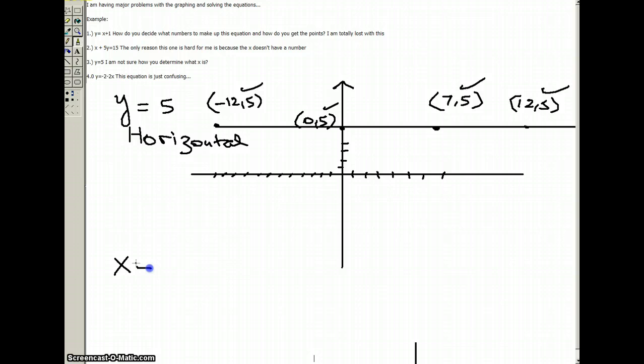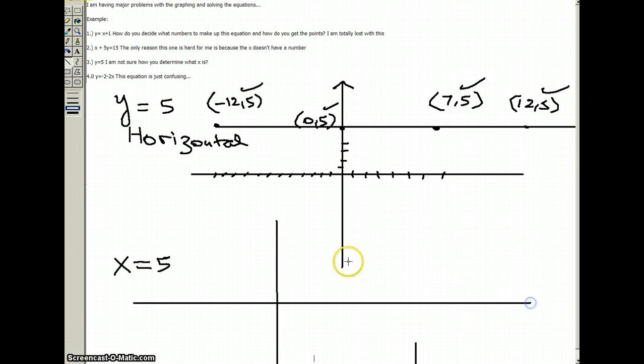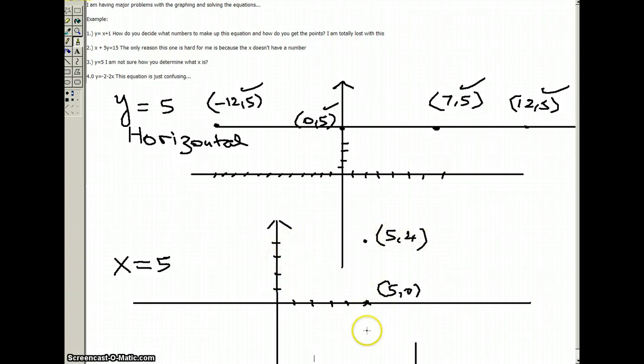What's the opposite of this? x equals 5. Now x equals 5 would be a vertical line. So when we look at x equals 5, we're looking at a vertical line. And notice when you have x equals 5, all the points have x equal to 5. This is 1, 2, 3, 4, 5. This point is 5, 0. Take one here. This point is 5, 4 maybe, because this is 1, 2, 3, 4. So you notice any point on this vertical line now has x equals 5.